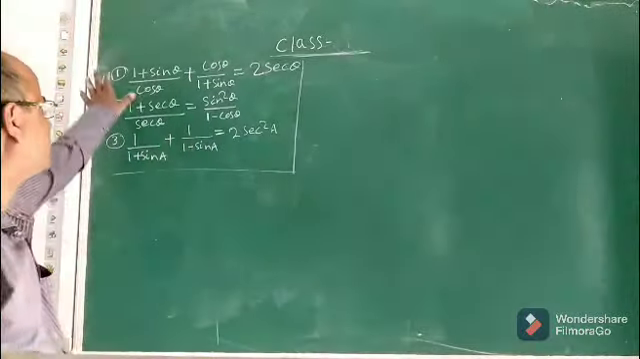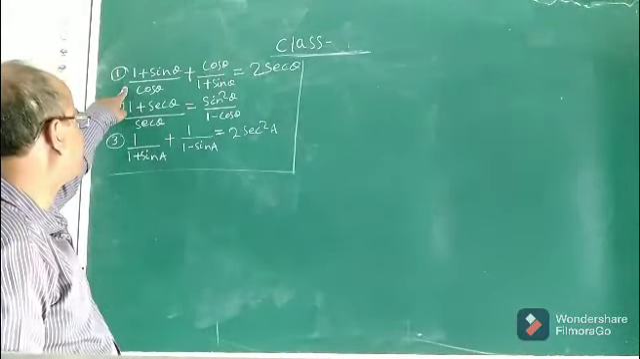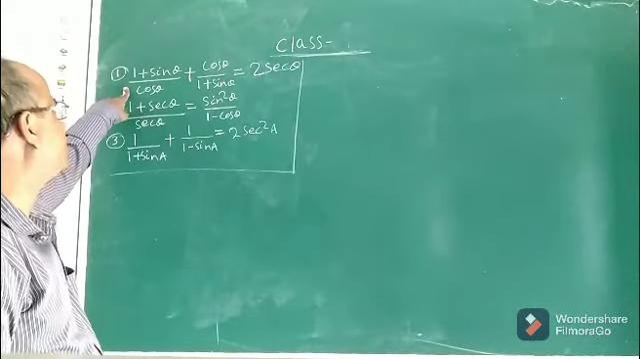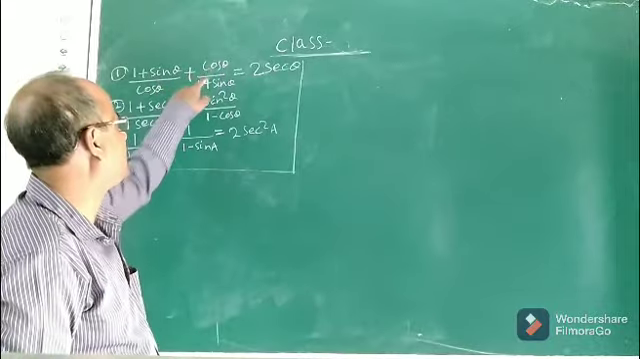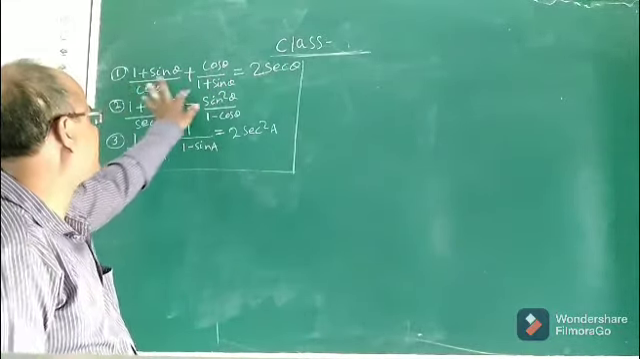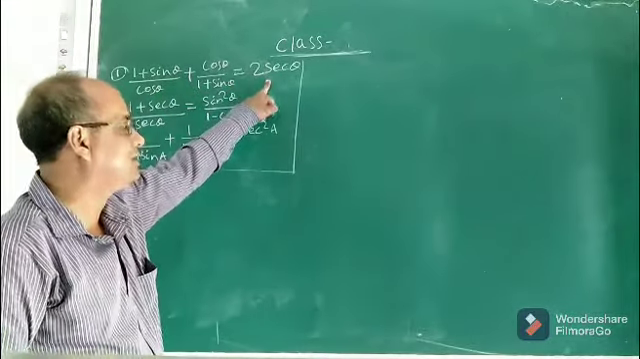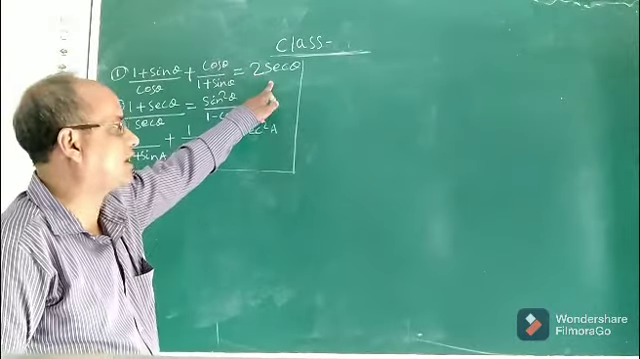Let us apply those things to some problems. Let us prove these identities. Look at the first identity which we need to prove: (1 plus sin theta) by cos theta plus cos theta by (1 plus sin theta) is equal to 2 sec theta. See children, this is the left hand side, this is the right hand side. How will we prove that this left hand side is equal to the right hand side?